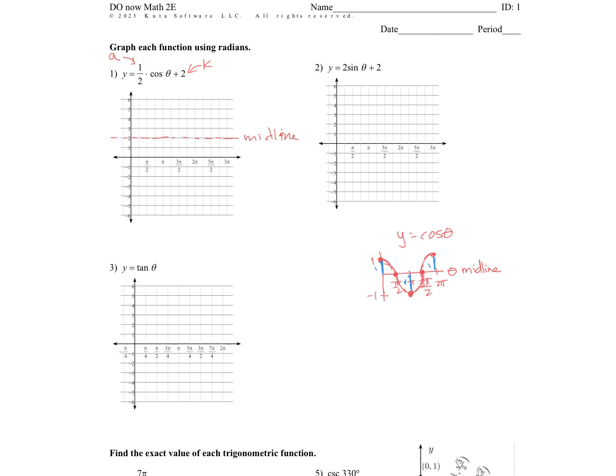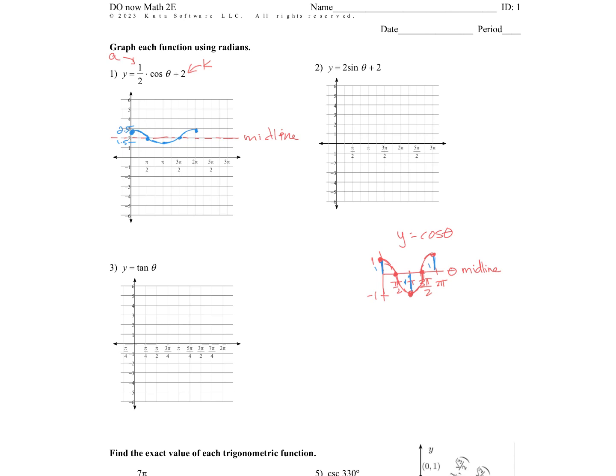So I'm going to start at my max, which is going to be a half a unit above 2, or at 2.5. And then at pi over 2, I'm going to come back down to my midline, concave down. And then at pi, I'm going to come down to my min, which is at 1.5, half a unit below my midline. And then at 3 pi over 2, I'm going to come back up to my midline. And at 2 pi, I'm going to be back up at my max. Oh, that was kind of high, actually. So I get a little graph like this.